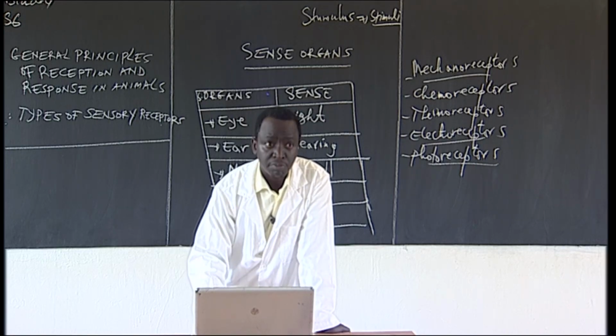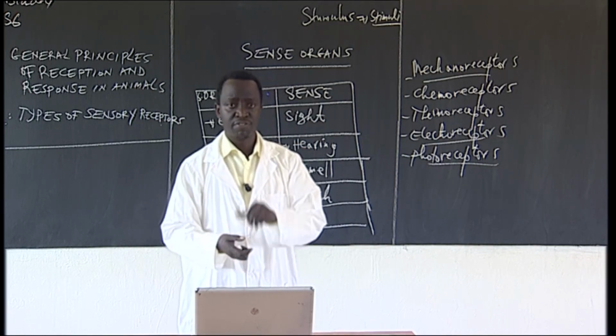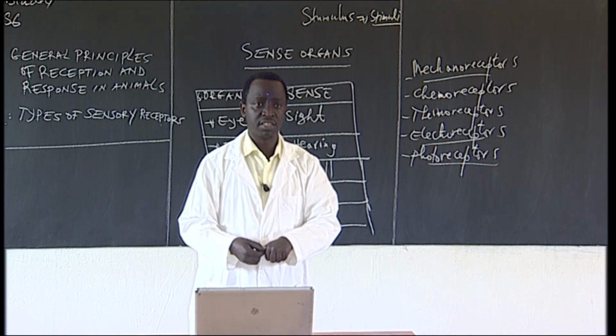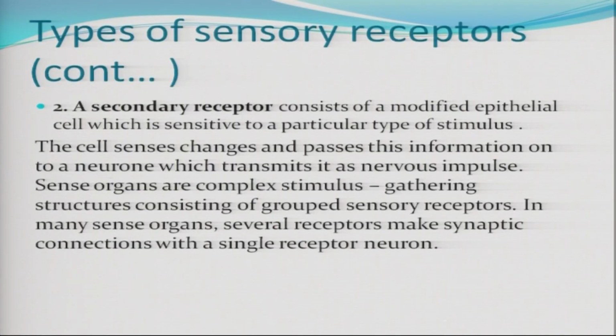Now, we have a secondary receptor. We have simple and this secondary. Secondary consists of modified epithelial cells. It is just complex. It's a complex what? Receptor, which is sensitive to a particular type of what? Of stimulus. Are you getting this? This is the complex one. It is somehow complex compared to the simple ones.